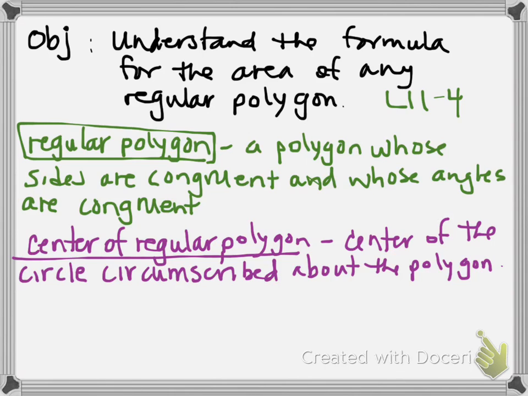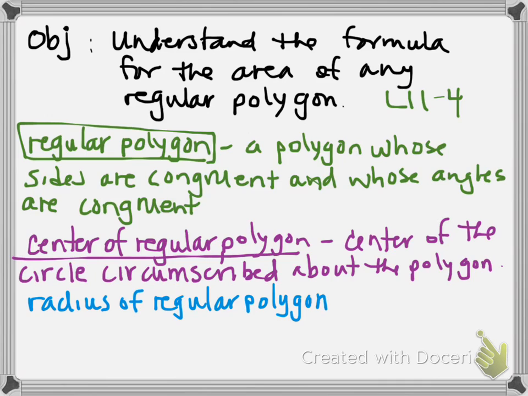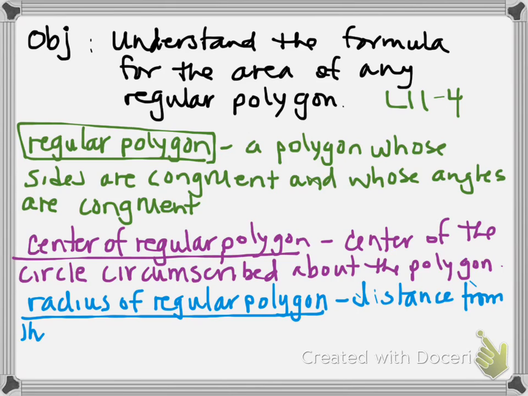Then we have what's called the radius of the regular polygon. And that is the distance from the center to a vertex. Now, let's use a little bit of logic on this one.